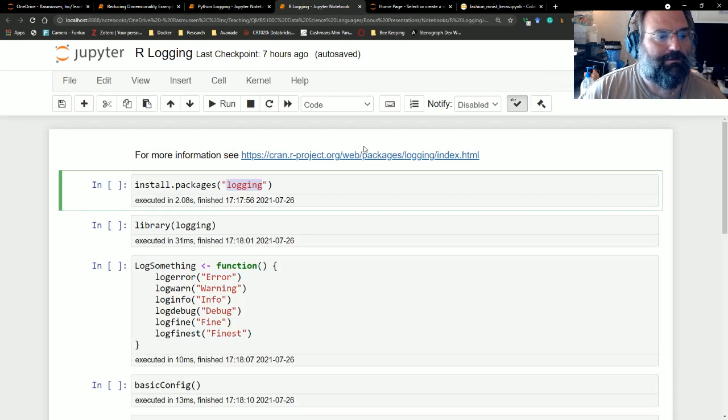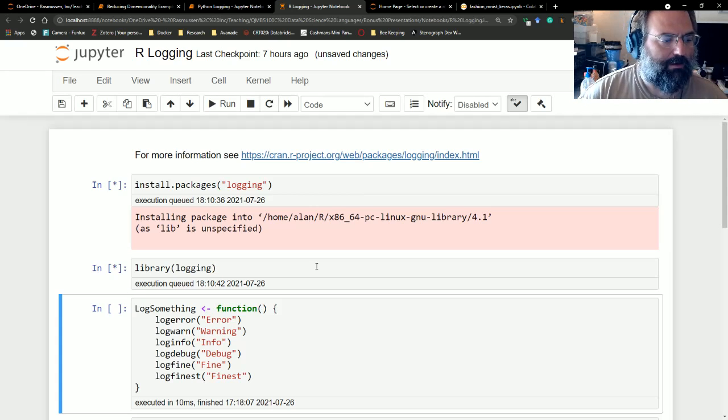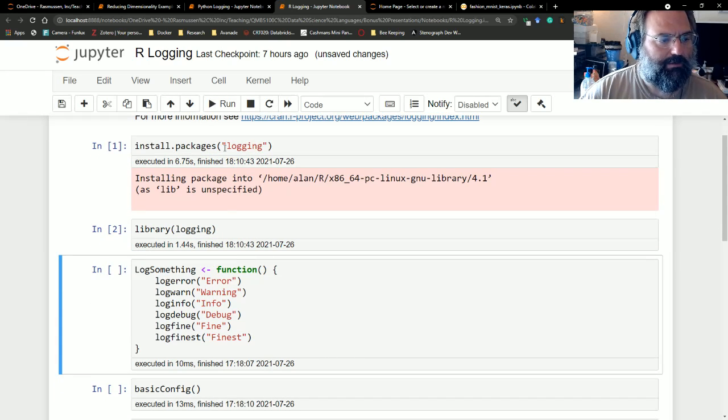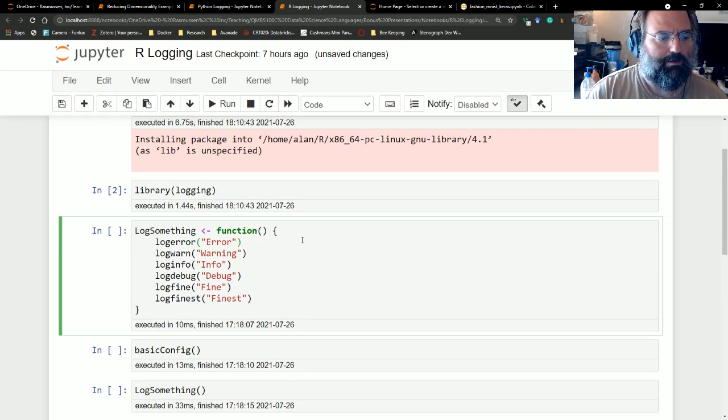Same sort of thing in R. And I don't know who came first. They're almost identical. Probably R came first then, right? Because it's been around forever. Library logging. And you probably have to install that one, but maybe not. Depends on what all you have installed.